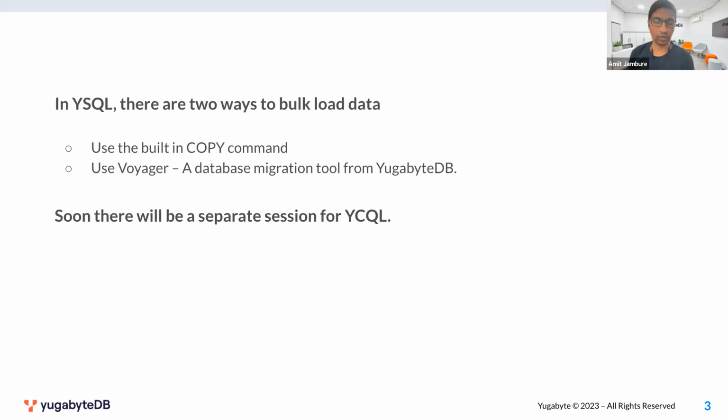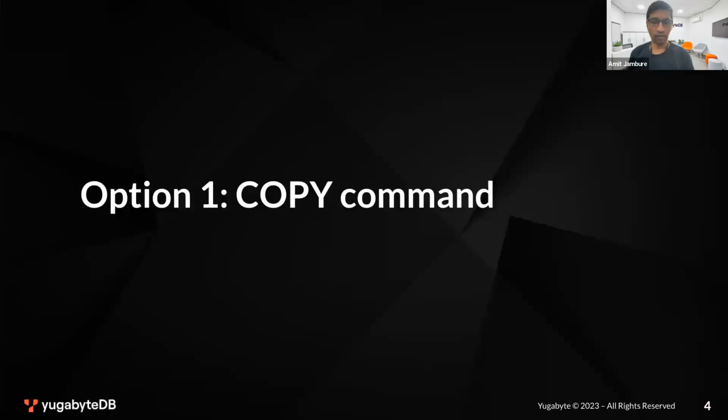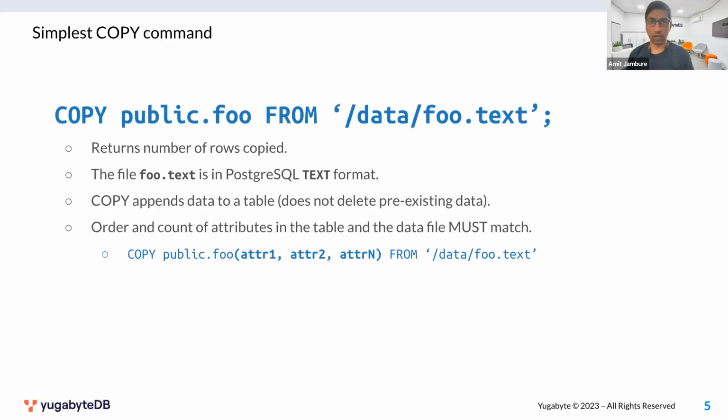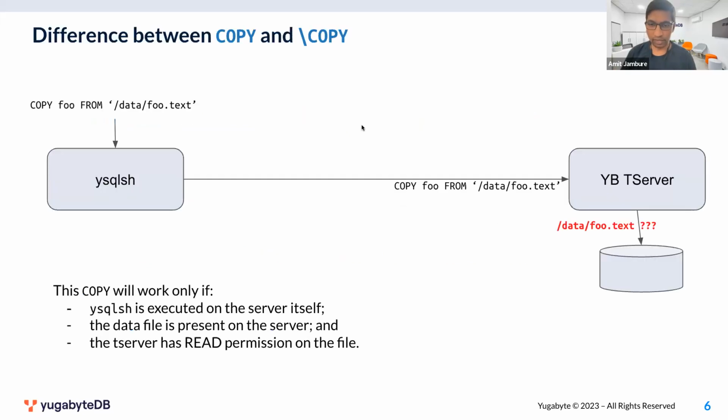Let's get started looking into the specifics, first with the copy command. Now, as I said, YugabyteDB's YSQL API is exactly the same as the PostgreSQL API. So PostgreSQL provides the copy command for bulk data loading, and so does YugabyteDB. In its simplest form, this is how the copy command looks. All you have to tell the copy command is from where to read the data.